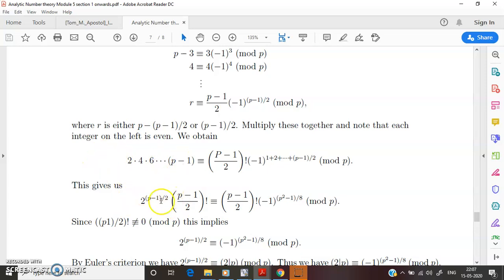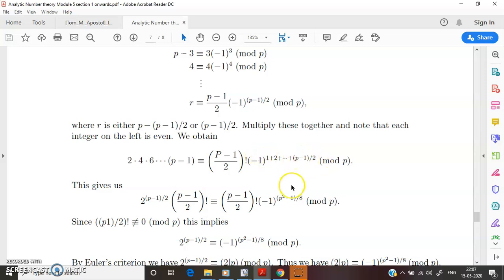So 2 raised to (p minus 1)/2 times ((p minus 1)/2) factorial, and here we have not done anything. Simply we have added this. This is something like an AP with the first n natural numbers. There are (p minus 1)/2 terms, so it is n times, here instead of n you have n minus 1, so it is n times n minus 1, like that.